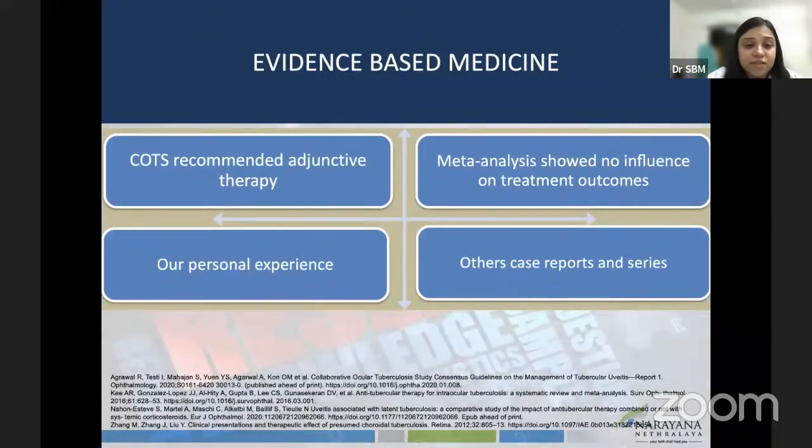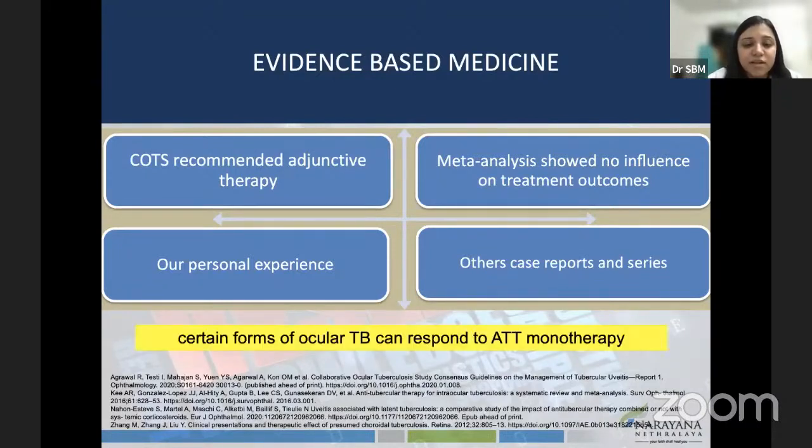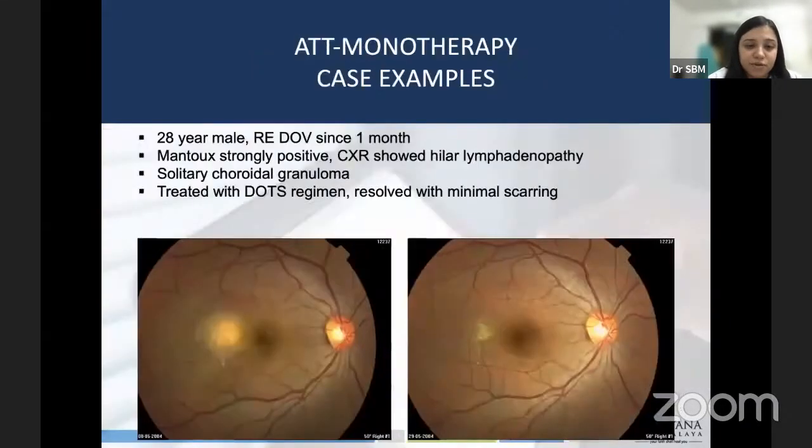So if we consider the CORT study, which strongly recommends adjunctive therapy, the meta-analysis which shows that ultimately there is no influence on final outcomes, some of our personal experience and other reports, we will understand that certain forms of ocular tuberculosis can respond to ATT monotherapy alone.